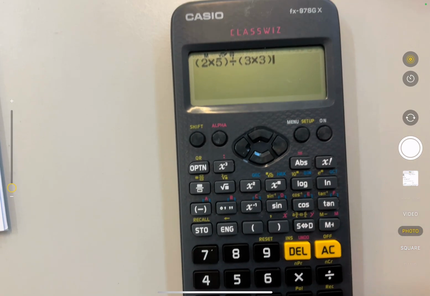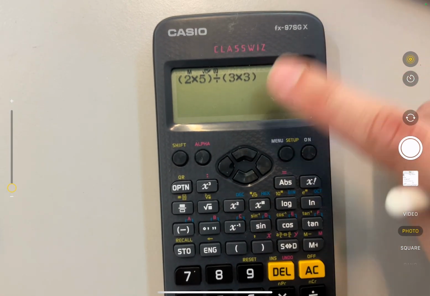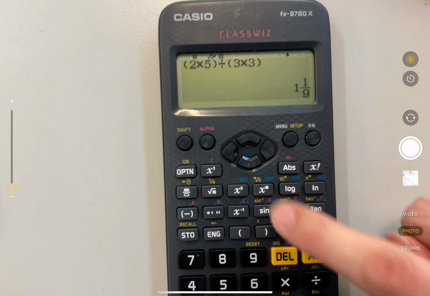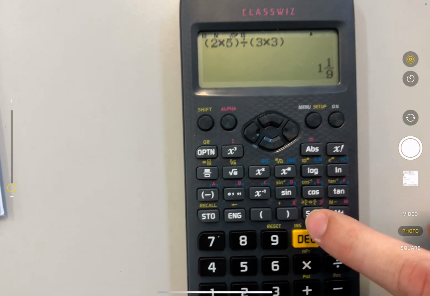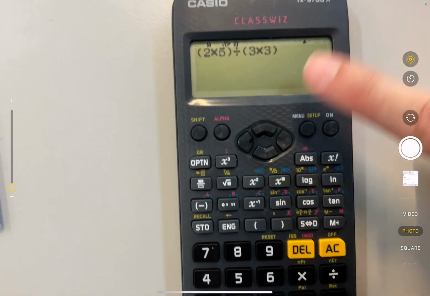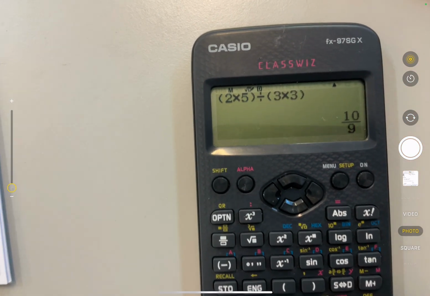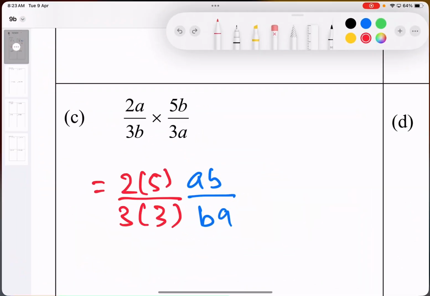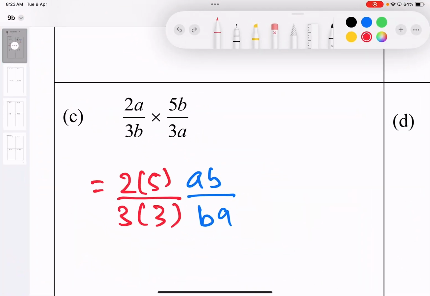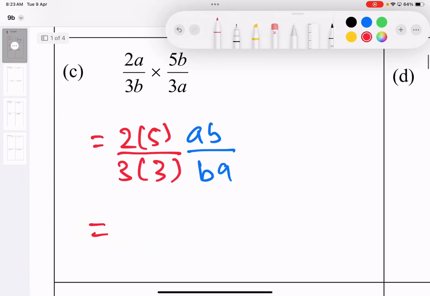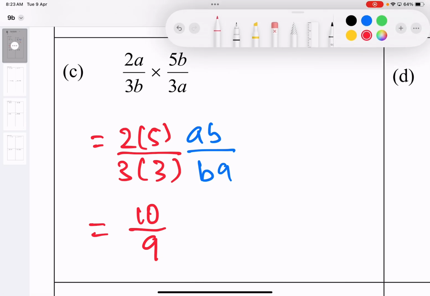Right? And if I press enter, I realize that my calculator gives me this. I can easily change it. I press shift, I change it to this form, 10 over 9. Okay, I change it to 10 over 9. So what this tells me is that this red color portion will simplify to 10 over 9.